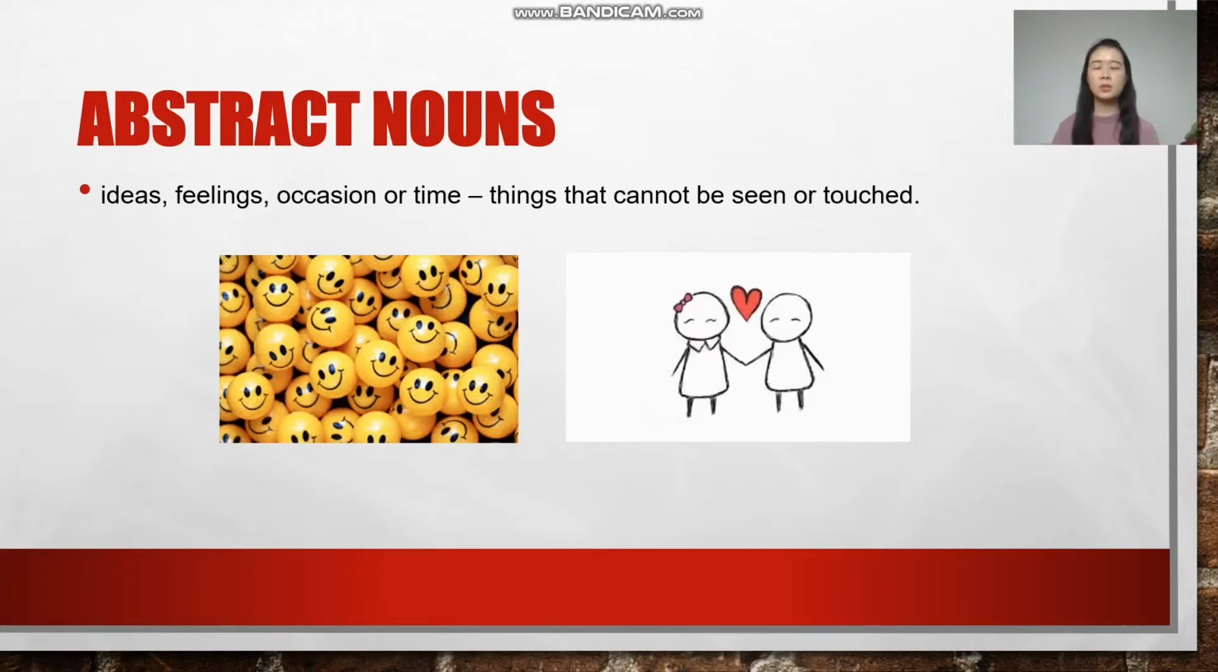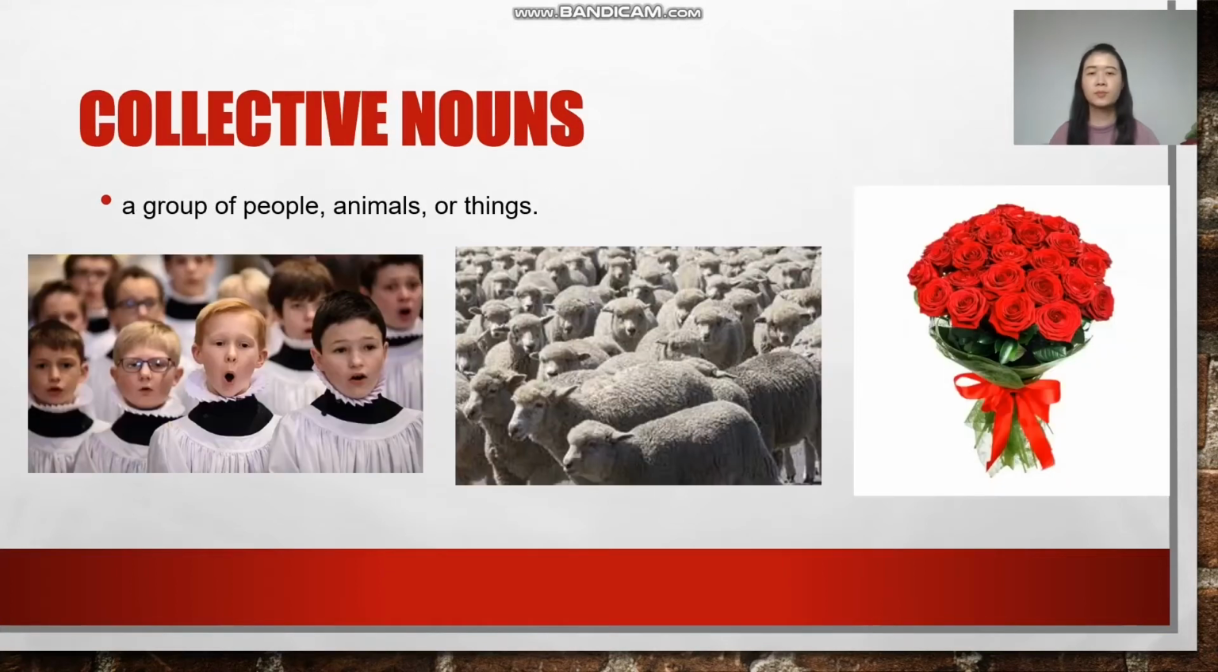So the important point for these 2 types is that for the concrete noun, you can see, you can touch, you can eat them, okay? But for the abstract noun, the only thing is you can feel. Alright, so let's move on to the next one.